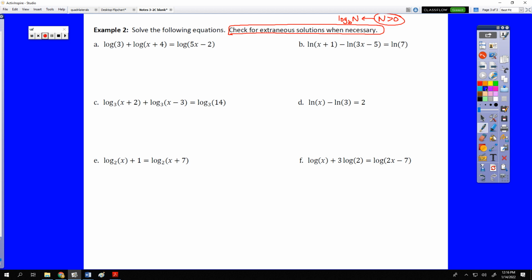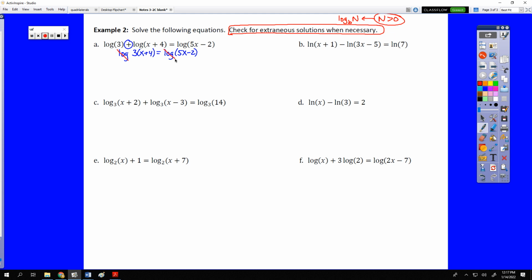They do not exist. So on letter A, we need to recognize the product rule here. We have two logarithms. They're both base 10. There's a plus in between. So we need to realize that that can be rewritten as the log of 3 times x plus 4 equals the log of 5x minus 2. Now at this point, we only have one logarithm on each side. Those logarithms have the same base, so we can drop those logarithms.